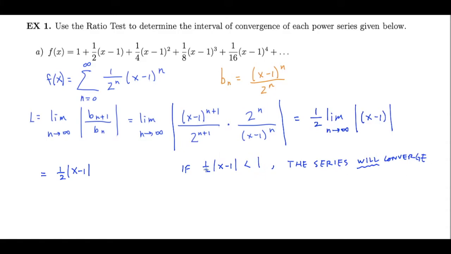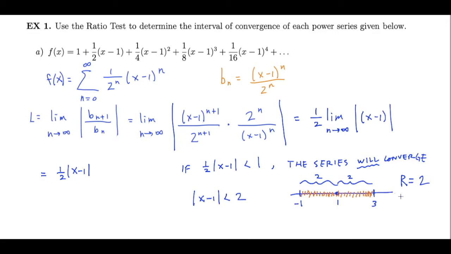I can easily manipulate this inequality by just multiplying by 2, and that gives me an interval on which my series will converge. More specifically, this inequality is telling me that my interval is centered at 1, and then I go 2 in either direction, above and below 1. So for values between -1 and 3, I know that this series will converge.